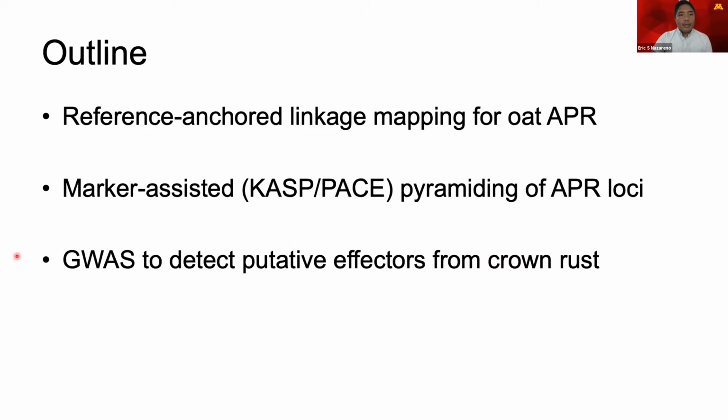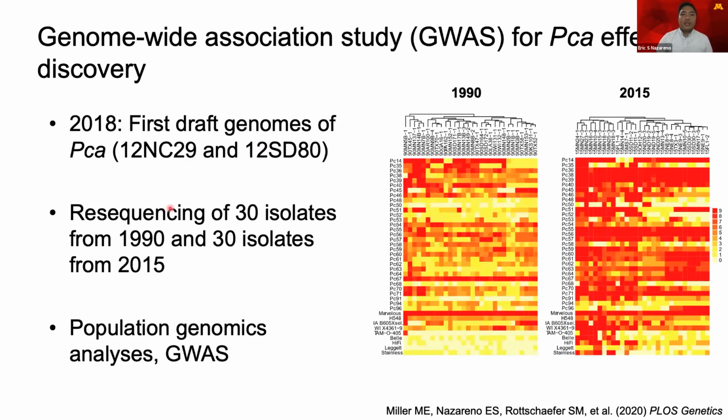Lastly, I'll go through the GWAS study that we performed to detect effectors in crown rust. So as Oluseyi showed earlier, there's a drastic increase in virulence from 1990 to 2015, and we wanted to know what caused that. And my job was to conduct the GWAS to identify putative effectors in the pathogen.